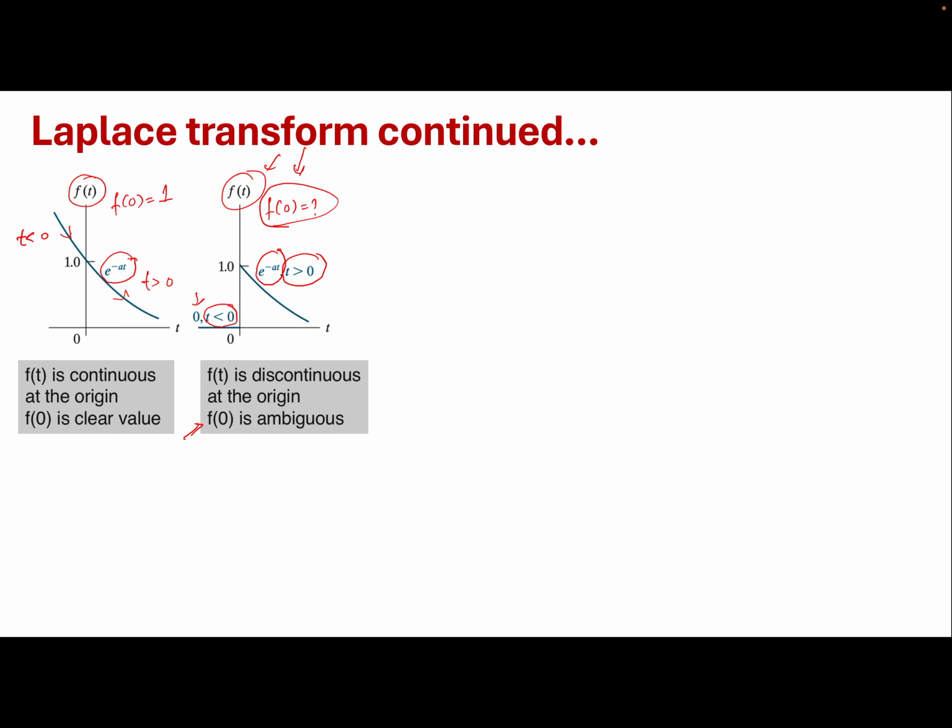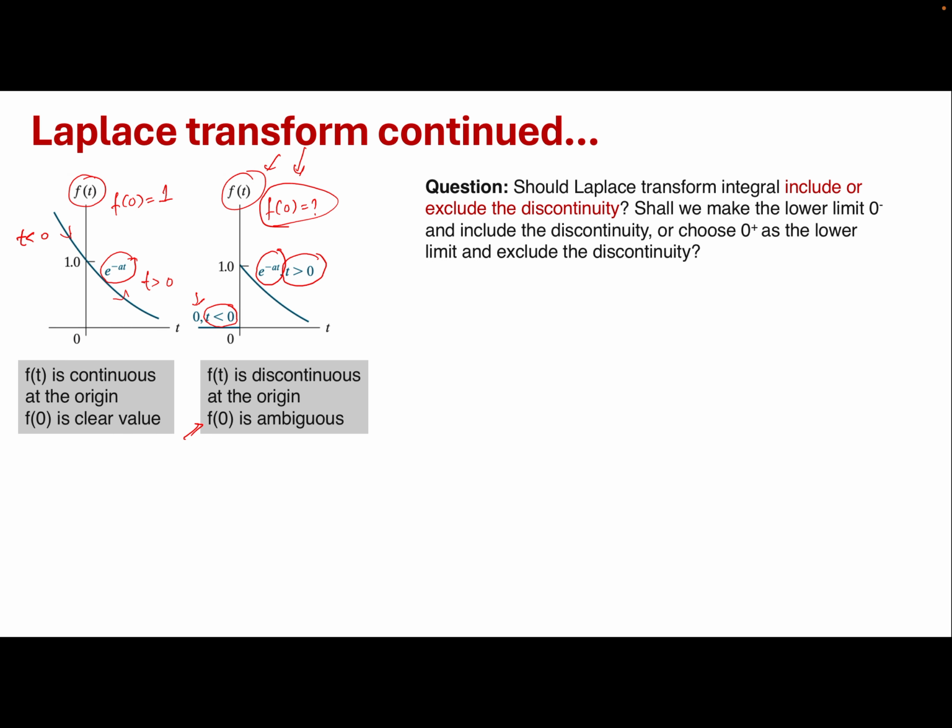If I am taking a Laplace transform of an f of t, how should the Laplace transform handle this discontinuity? What shall we do at 0? Since I define my unilateral transform from 0 to positive infinity, I want to understand what to do with this discontinuity if I get a function like this. And in circuit analysis we are going to get functions like this because we have these switching behaviors going on.